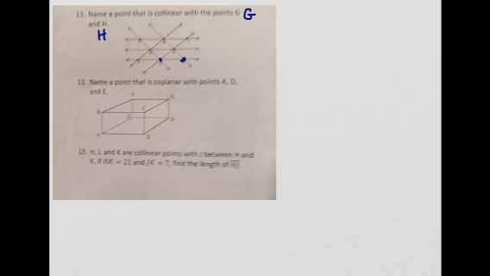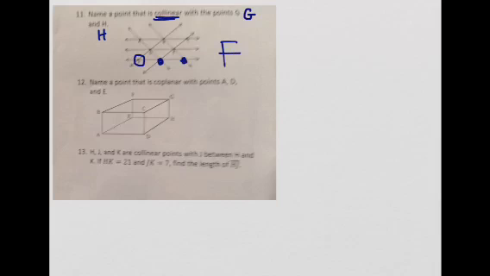Alright, so this one came out a little blurry, but you guys have your own paper, right? So 11, name a point that is collinear with points G and H. Collinear, remember, means points that lie on the same line. So point G is right here, point H is right here, so the only point that's collinear with the 2 points would be this one, and this would be point F.